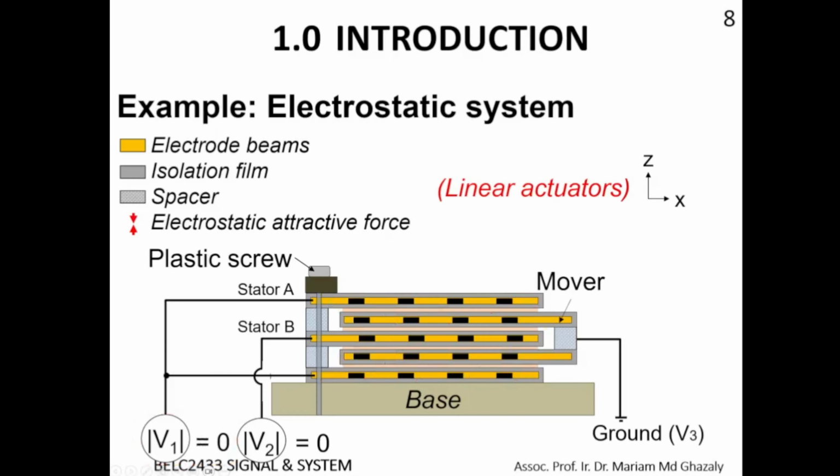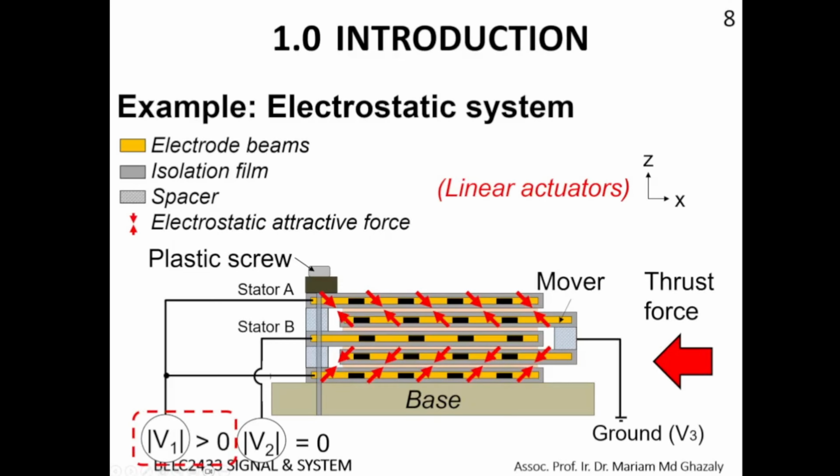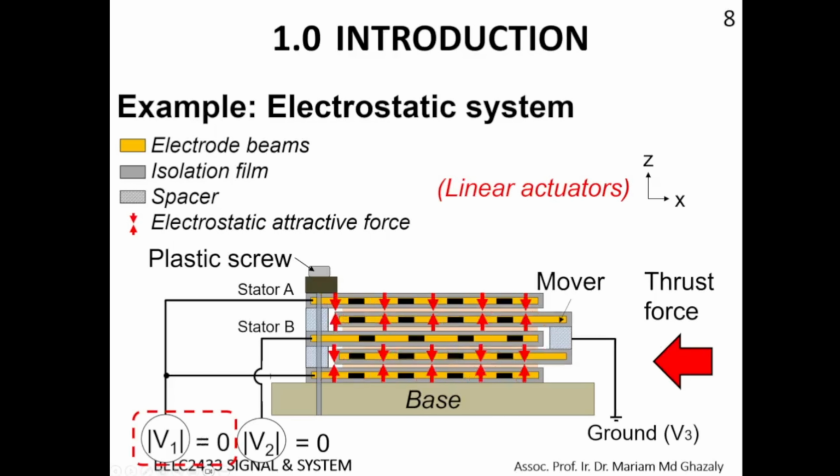Let's say that initially both are 0 volt. We are going to give voltage V1 to this stator first, and the third one is with voltage. Because we give the voltage to both sides, and the mover is grounded, you will have an electrostatic force attracting between these two electrodes. When it is attracted, it is going to move in linear motion. The mover is the one that is moving, not the stator. The stator is fixed, so the mover will be moving to the left side. The thrust force moves it to the left, and when it is aligned, it will stop moving.